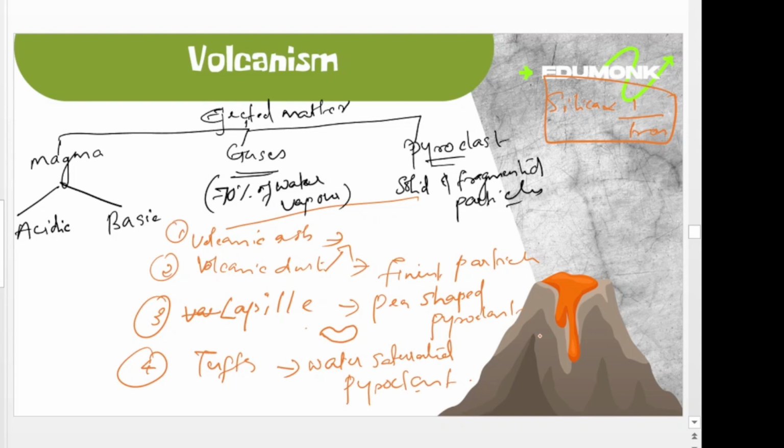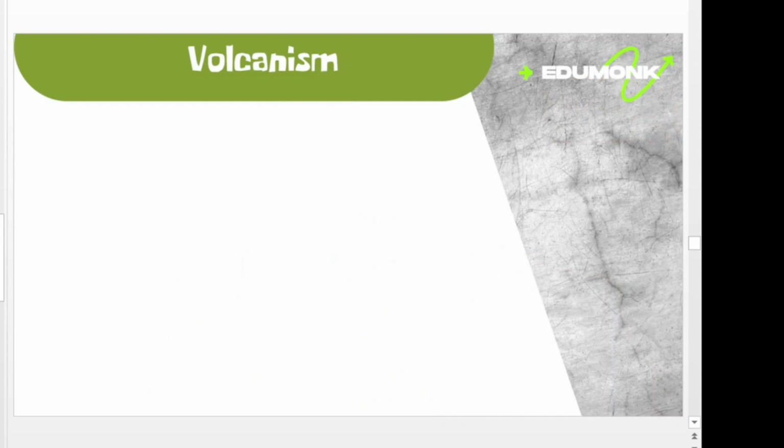Okay. Then we have already discussed the ejected matter: magma, gases, and pyroclast, and the difference between acidic and basic magma. And in pyroclast, there are four kinds present. First one is volcanic ash, second one is volcanic dust, third one is lapillae, and fourth one is tuffs. Then we can move to the balance topic, like types of volcanism or classification of volcanoes.